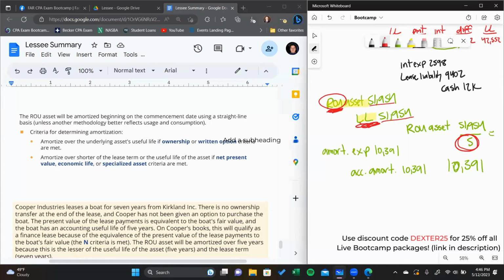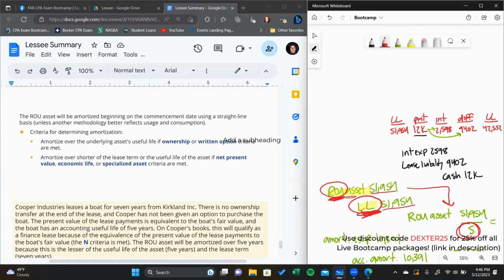But if for whatever reason the liability doesn't equal the ROU asset, which I don't think they would do, but if they did, you would want to make sure that you grab the ROU asset number for purposes of amortization, and then make sure you grab the lease liability number for the table you put together. Because interest expense is calculated based off of the lease liability, not the ROU asset. So the ROU asset goes to amortization. The liability goes to the table where we determine interest expense and the principal payment. Does that make sense?